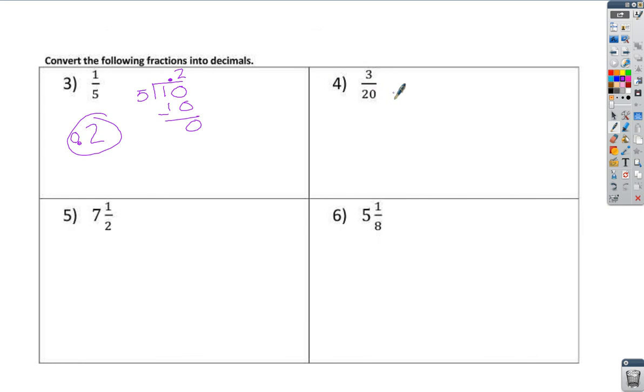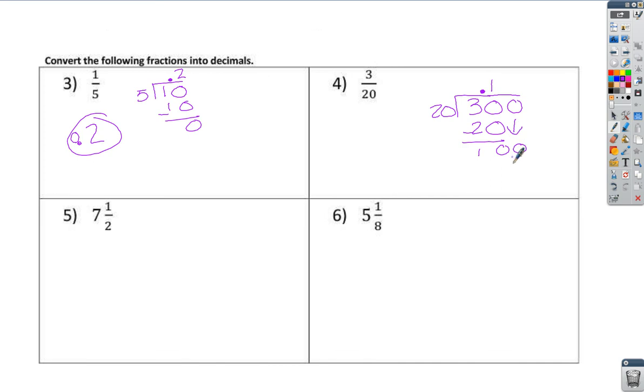Now let's do number 3. We need to long divide if we don't know. So we're going to have 3 divided by 20. 20 can't go into 3, so we're going to have a decimal. Add in your 0. 20, how many times can 20 go into 30? 1 time. So we have 20. Subtract 0 minus 0 is 0. 3 minus 2 is 1, so we have 10.